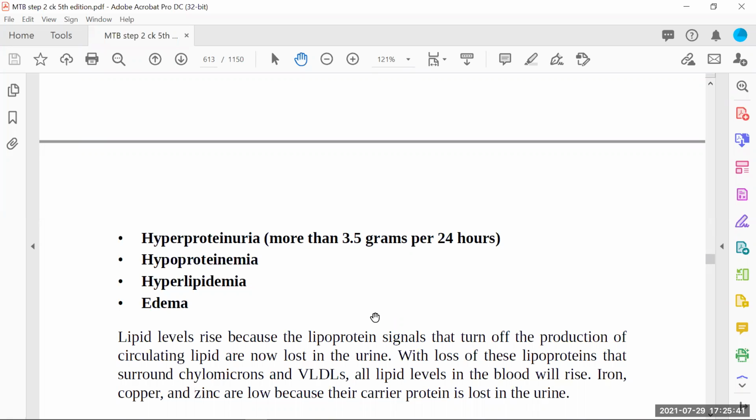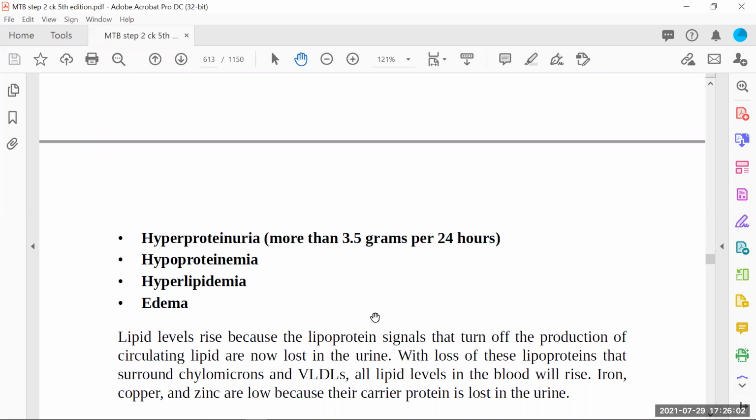Inside the blood, the protein will be less. Hyperlipidemia: lipid will be increased in the blood, and sometimes lipid will also be excreted, but that's only when tubular damage is there. If tubular damage is not there, you will not see these lipid deposits, the Maltese crosses, going out from the body. Edema, because of less protein. How will hyperlipidemia develop?